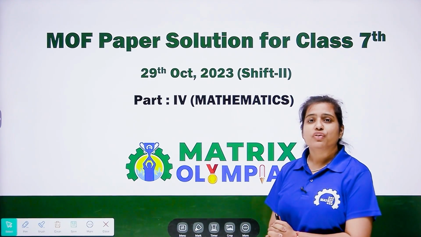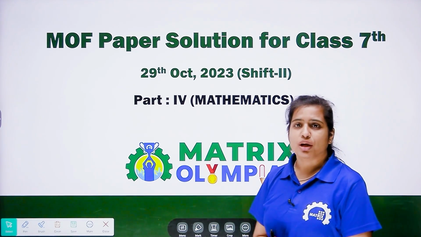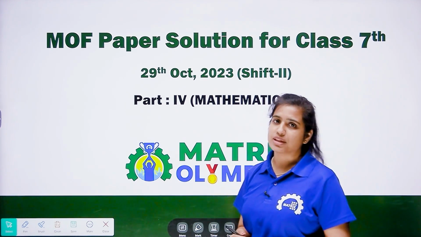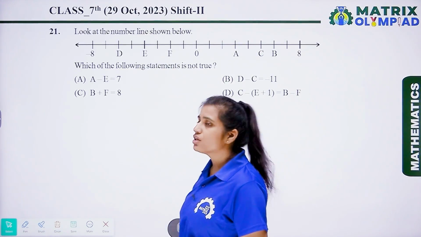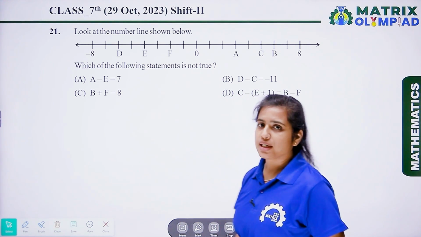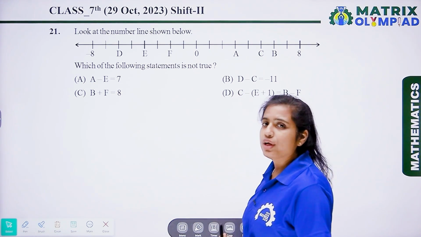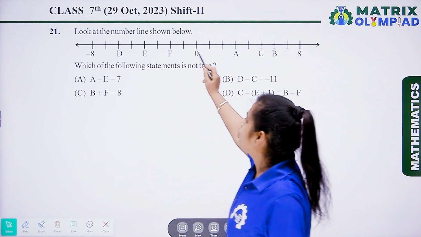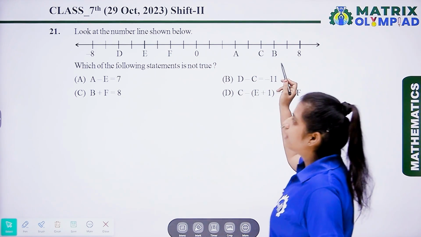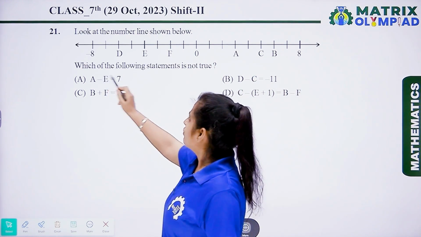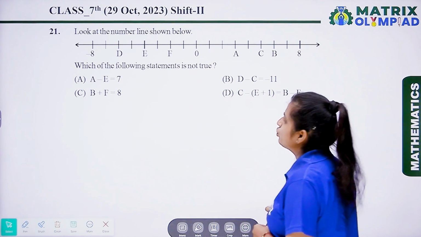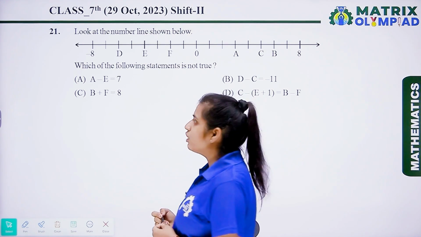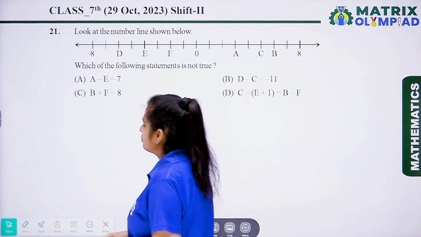Hello everyone. Continuing the solution of the Matrix Olympiad paper for class 7, here I am to solve part 4, that is of mathematics. Let's begin with the first solution of this part, question number 21. In this question, we have to look at the number line shown below and find which of the following statements is not true. We have to find the statement which is not true. Let's solve it and find the correct answer.